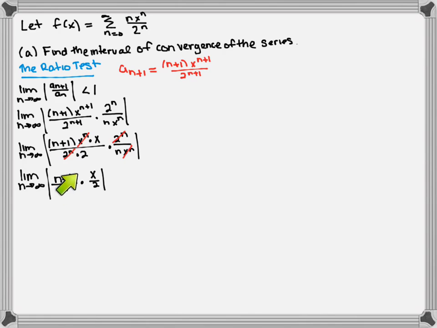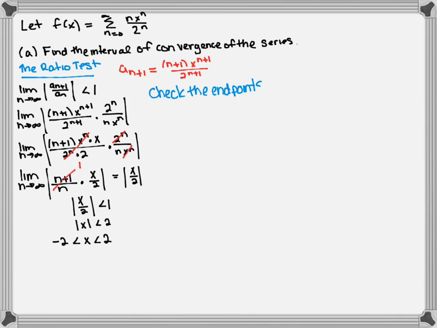I just need to know what this is doing. So as n is getting closer and closer to infinity, this is getting closer and closer to 1. So I'm just left with the absolute value of x over 2, and we know that this has to be less than 1. So my interval of convergence is between -2 and 2. So now I have to check the endpoints.